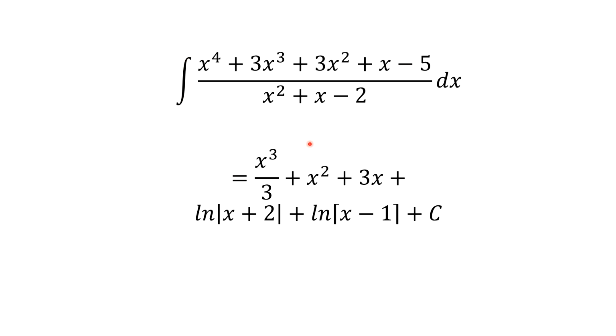So the overall integral is just going to be x cubed over 3 plus x squared plus 3x plus the natural log of the absolute value of x plus 2 plus the natural log of the absolute value of x minus 1. And now I'm going to finally put in plus C. It must be put. This is an indefinite integral, so it does have to be part of the answer. I just deferred adding it at the individual steps.